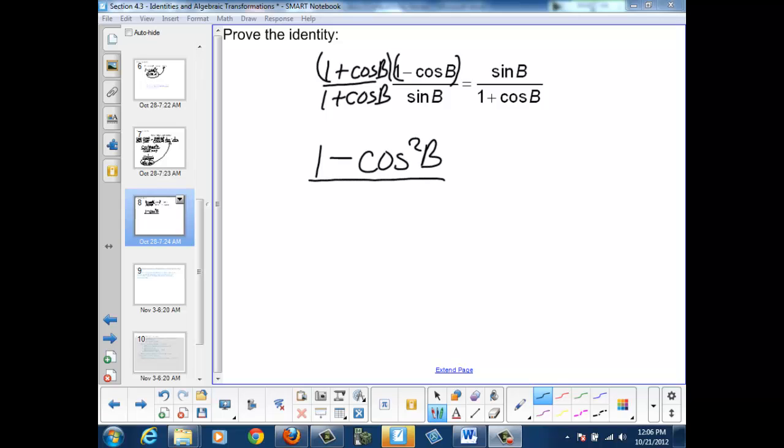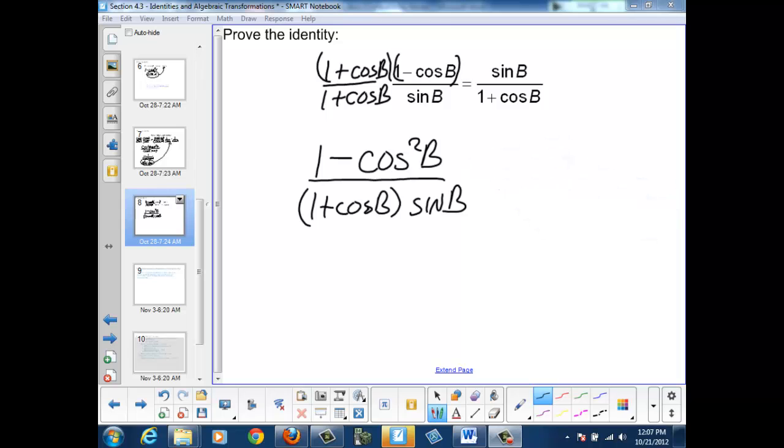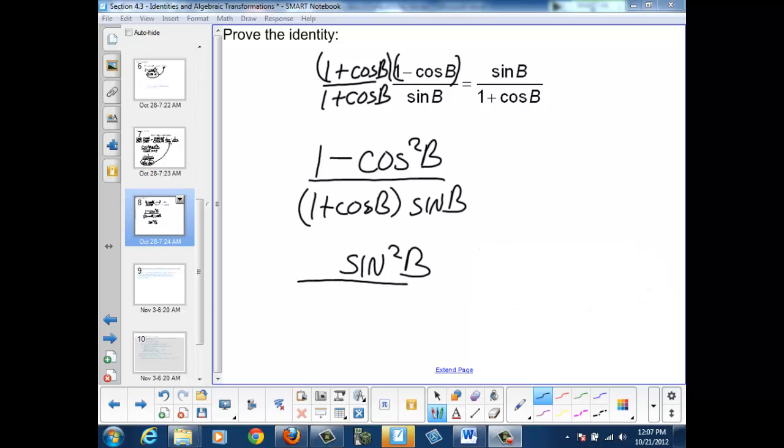On the bottom, I still have 1 plus cosine b times sine b. My next step would be to recognize that the top, since I multiplied by conjugates, has been transformed into a Pythagorean property. 1 minus cosine squared b is the same as sine squared b. We place that over our denominator.